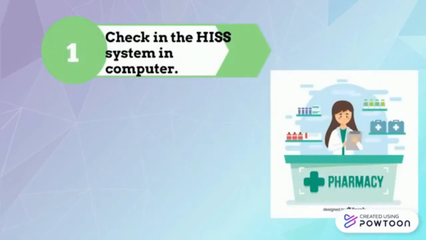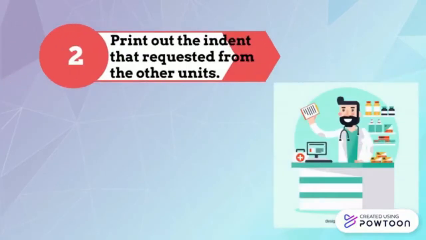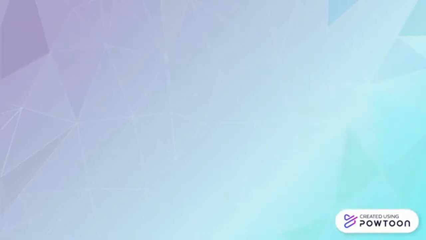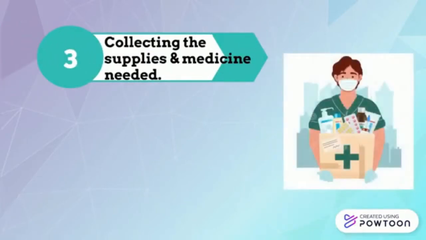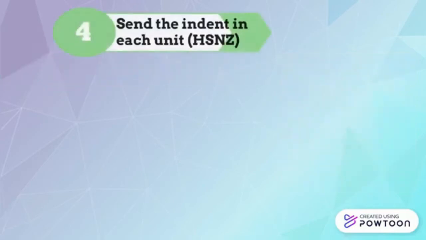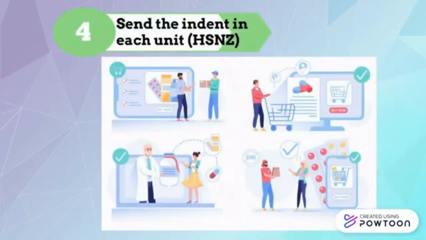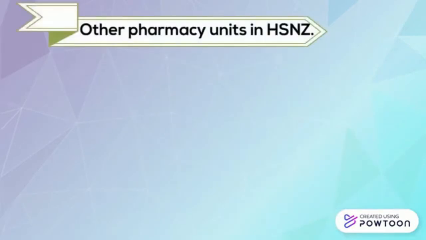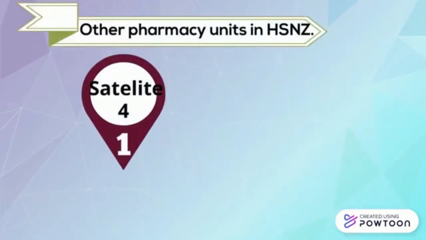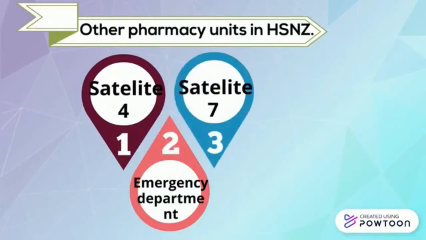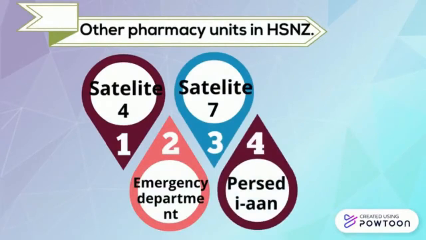First, we need to check in the HIS system as mentioned earlier. Second, print out the requested indent from the computer. And third, start to collect and supply the medicine needed. Fourth, send the indent to each requested pharmacy unit in HSNZ. So here are the 5 units of pharmacy in HSNZ.